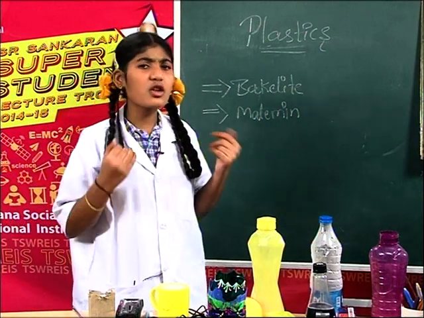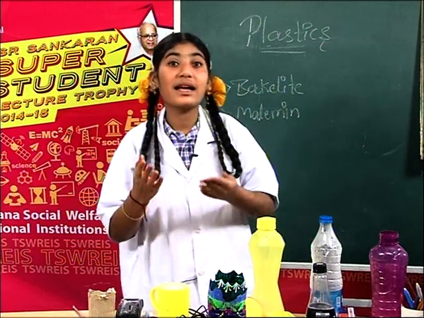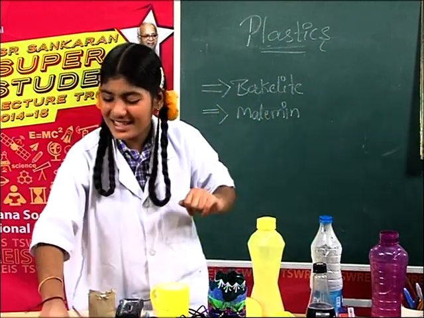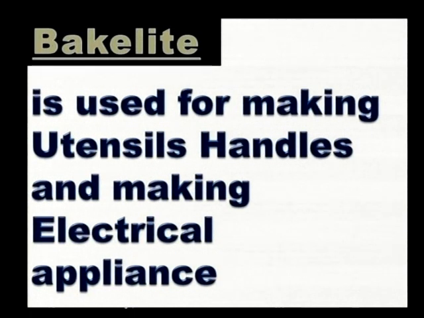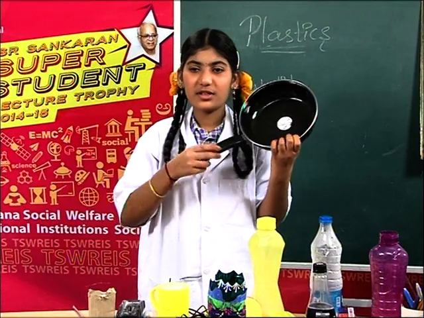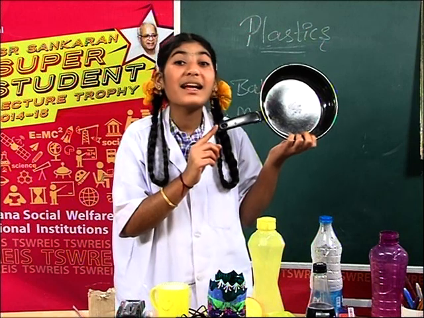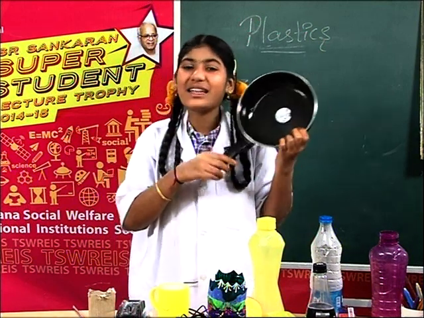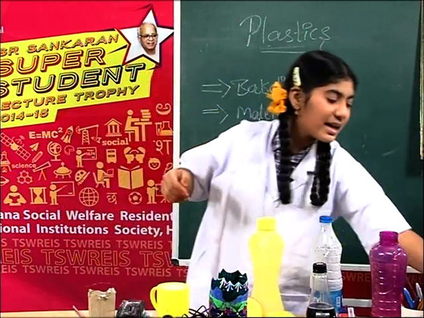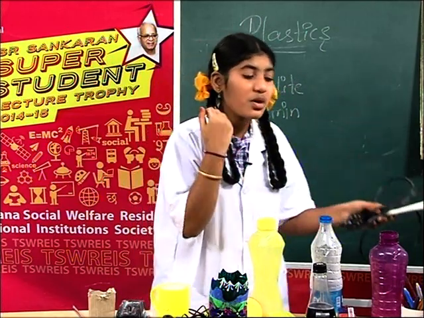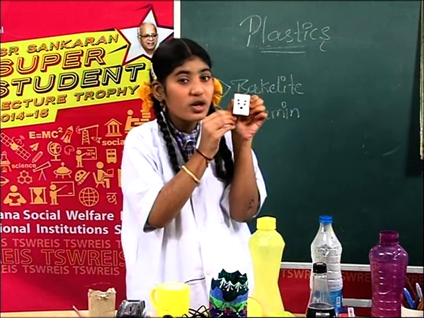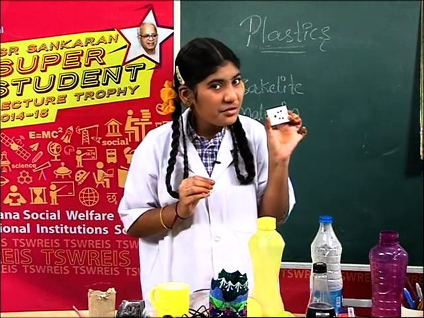So friends, let us learn what are the examples of bakelite. Keep your glance on the screen, friends. Look at this. Bakelite is used for making utensil handles and for making electrical appliances. Look at this utensil handle, friends. This is made up of bakelite. And some electrical appliances like this, these types of electrical appliances are also made up of bakelite, and some switchboards like this. These are all made up of bakelite.